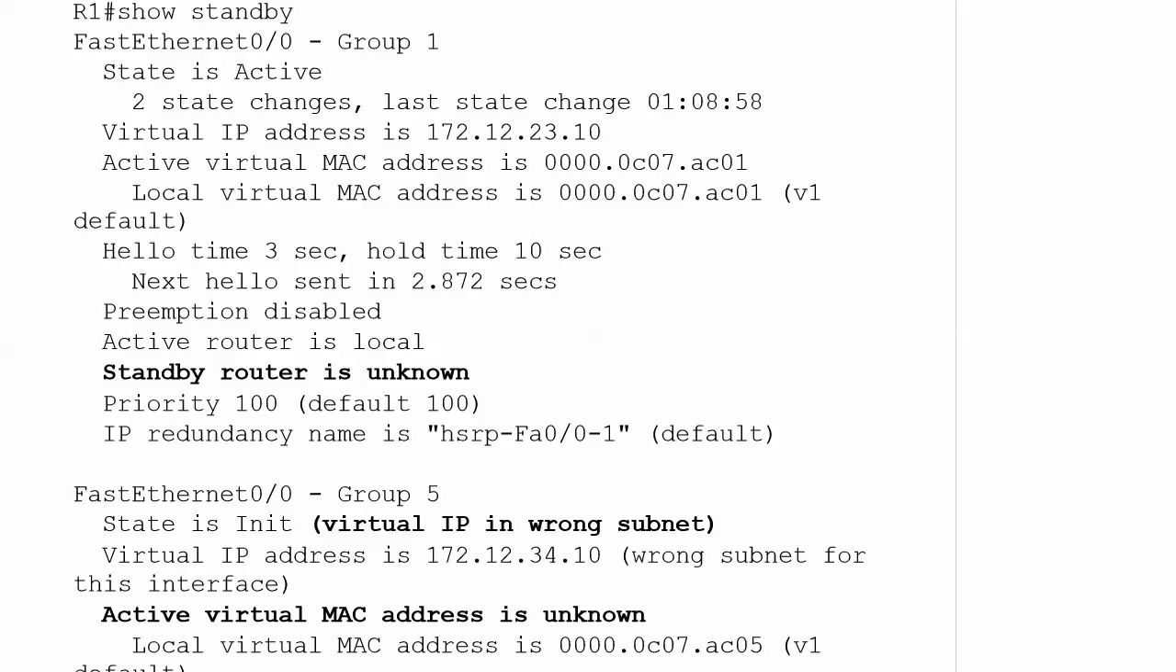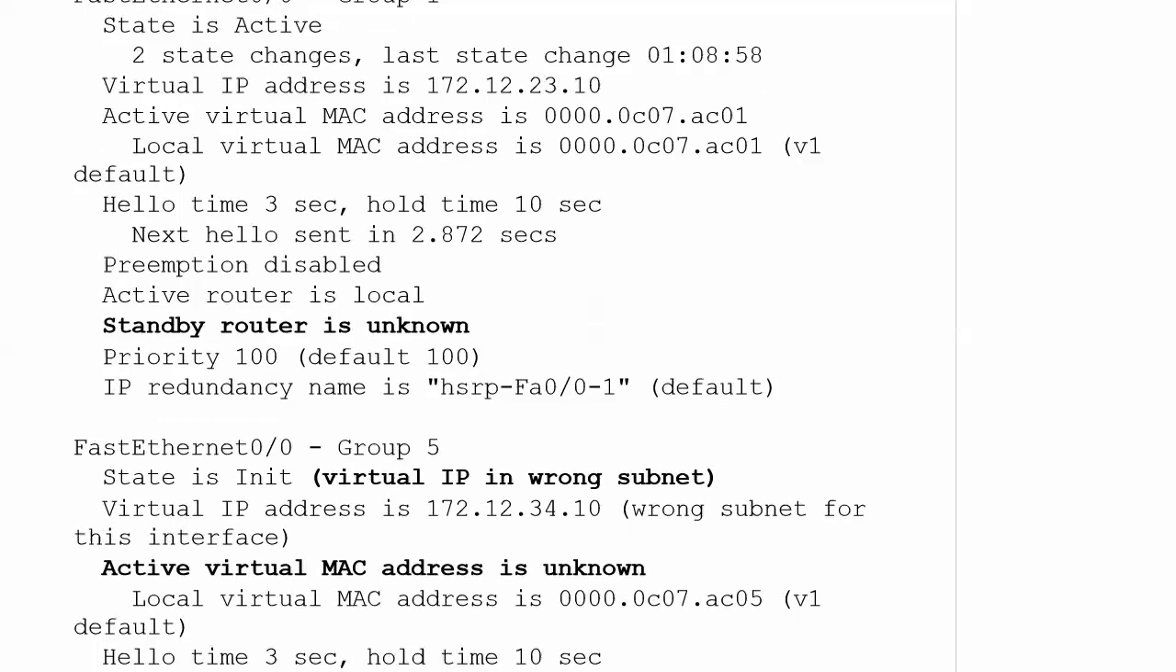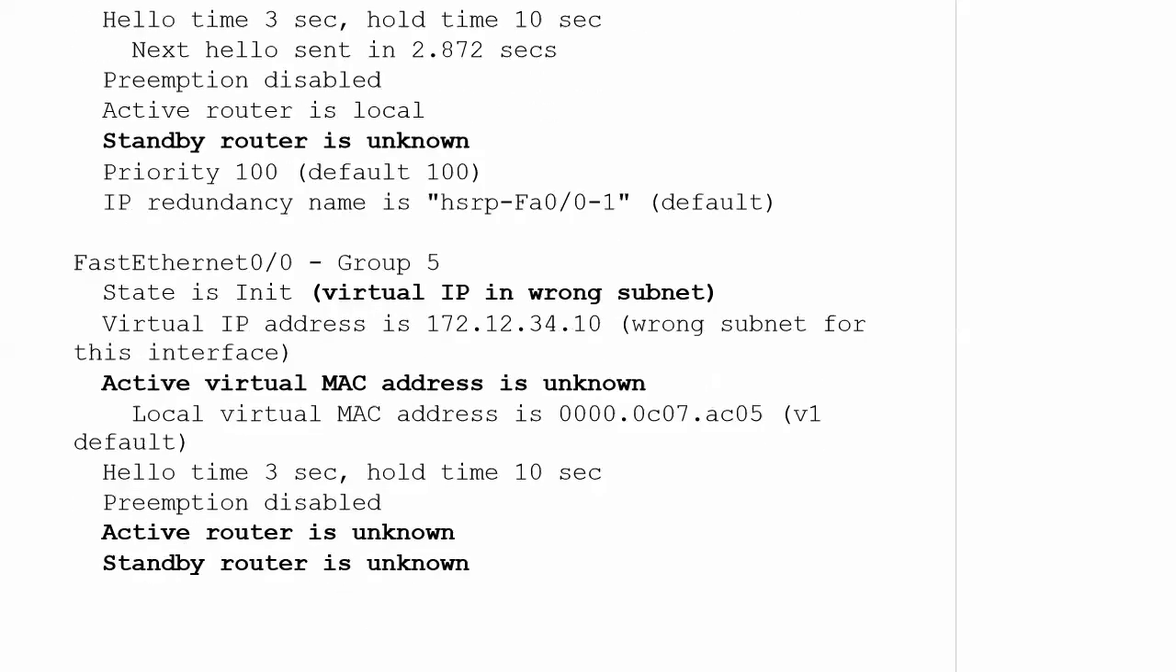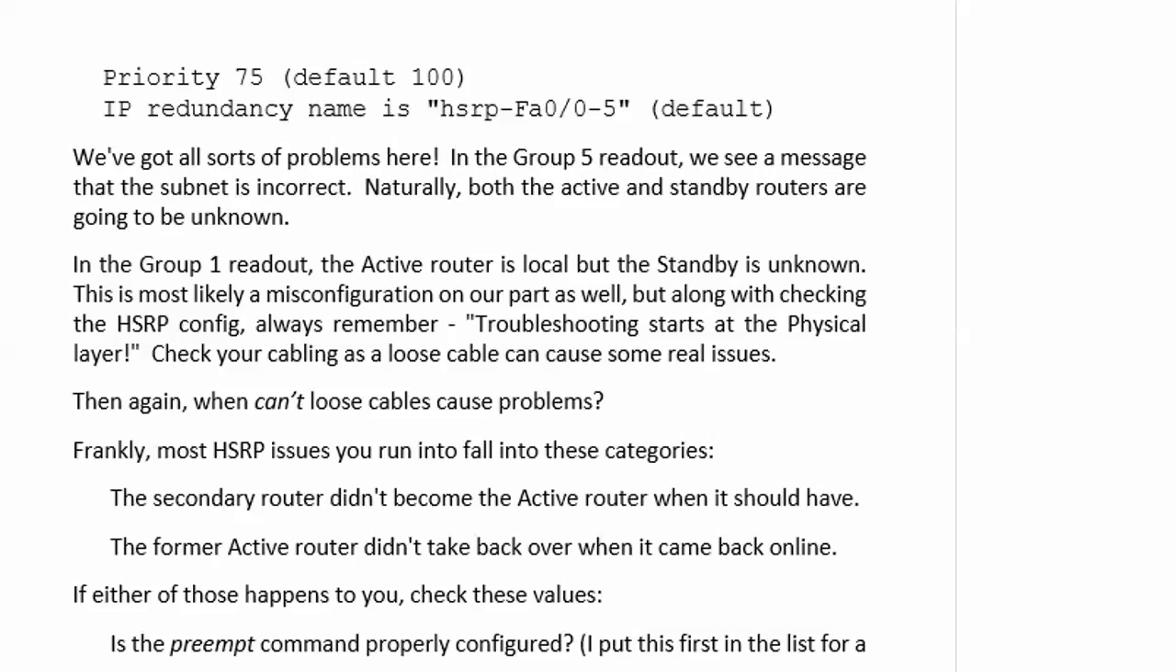I mean, the router will actually tell you that. And then it's saying, hey, this active virtual MAC address is unknown. Active router is unknown. Standby router is unknown. So obviously, we have a real mess here. That's not good. We've got all kinds of problems. Well, naturally, the active and standby router is going to be unknown if in the group 5 readout we're being told the subnet is incorrect. And that, of course, tells us what we need to correct right there.